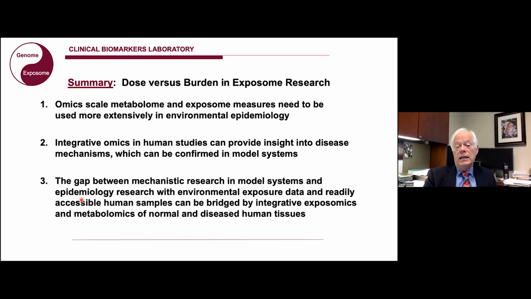And then finally, the gap between the mechanistic research and the epidemiologic research, that dose versus burden issue. I think we have an opportunity to really fill that gap, and that's specifically through using normal and diseased human samples, and just doing this in a non-selective way. That was one of the aspects that was discussed extensively yesterday. We need to be thinking about this in a non-case-control format, because we really need to be able to generalize it. And I think that's it.